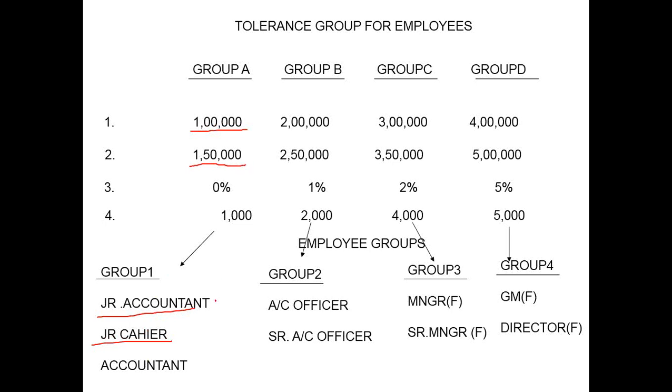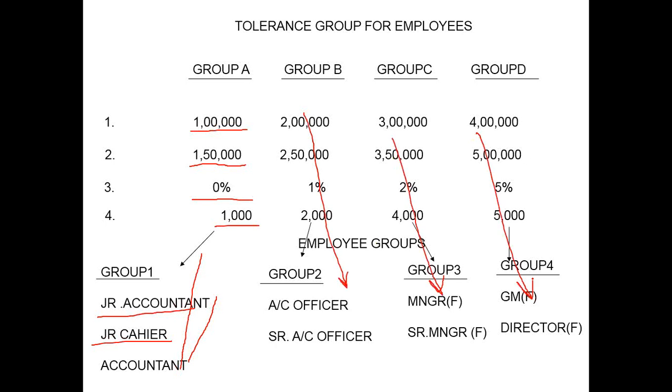And these employees, junior accountant, junior cashier, accountant, cannot post any cash discount paid or any cash discount received because their allowable percentage is 0%. And these people can post the payment received up to a payment difference of 1,000. So like that, these limits are applicable to these employees, and these are applicable to these employees, and these are applicable to these employees.